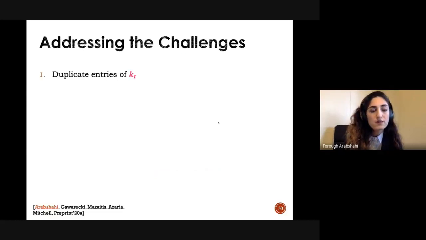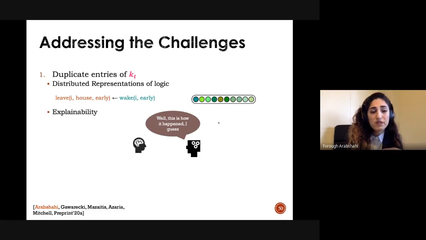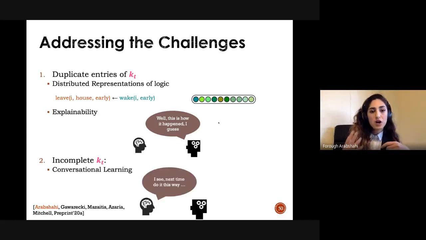In order to address the first challenge, which is duplicate entries of K, what we do is we learn distributed representations for these statements in logic. And the added benefit of this is that this provides us explainability because these representations have rules associated with them that we can easily interpret. Moreover, in order to deal with the incompleteness of K, we engage in a conversation with the user and extract that knowledge just in time from the user.